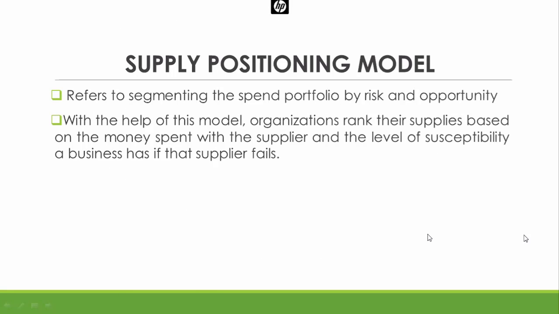Okay, the next topic is all about supply positioning model. Refers to segmenting the spend portfolio by risk and opportunity. With the help of this model, organizations track their supplies based on the money spent with the supplier and the level of susceptibility a business has if that supplier fails. Ibig sabihin, ang supply positioning model helps the organization or the company para malaman nila in what categories they belong or to classify spend with a supplier in terms of profit potential and supply risk.